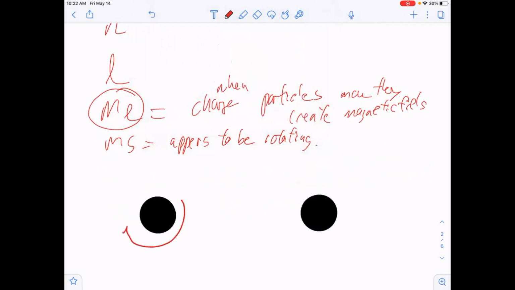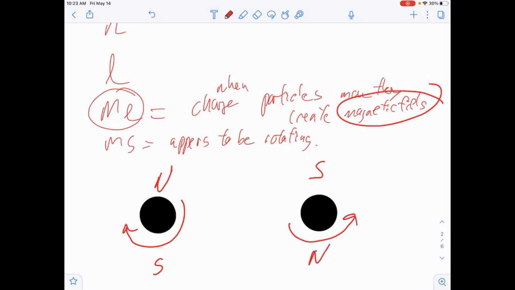So if the electron is rotating, it's going to create a magnetic field. Magnets have a north pole and a south pole. If the electron is rotating in the other direction, it's going to create a south pole and a north pole. So when you develop these theories, you're like, okay, so what? Who cares? All right. So these things have magnetic fields. Great.